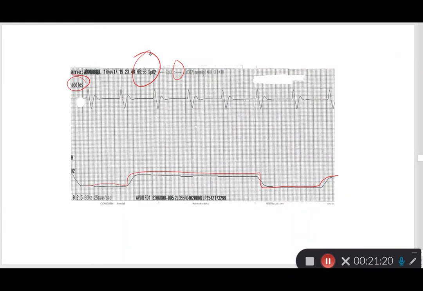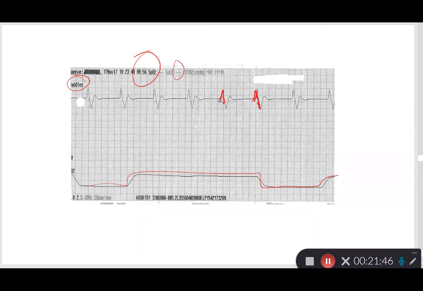Now I want to look at this: is it regular, irregular? It's very regular. I don't have P waves. And looking at my QRS complex, it's very wide, like there to there. So very wide QRS complexes happening here. So it's ventricular in nature. You can tell right off the bat, it's definitely ventricular. So I have a ventricular rhythm at 56 beats per minute.